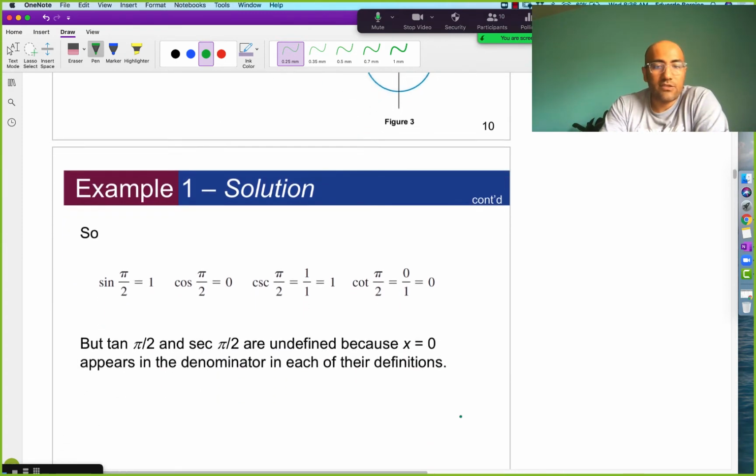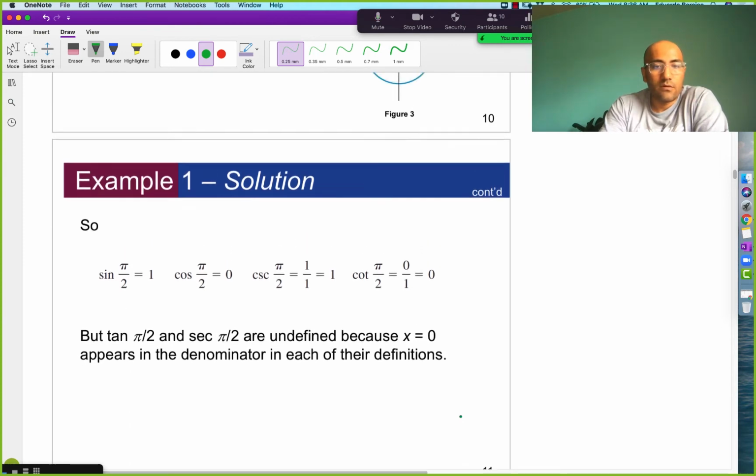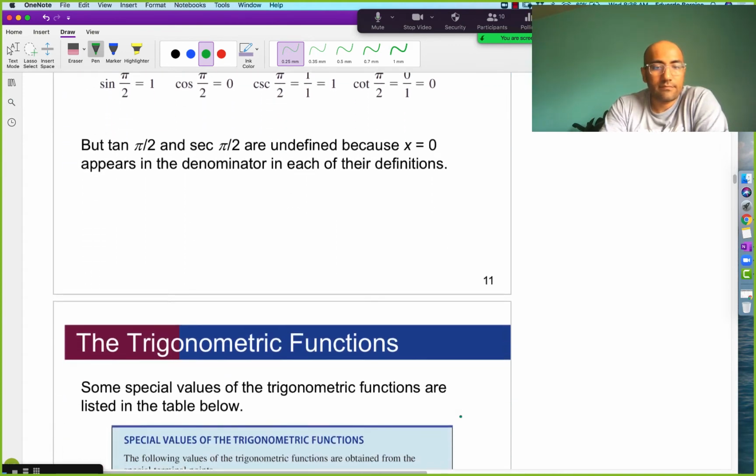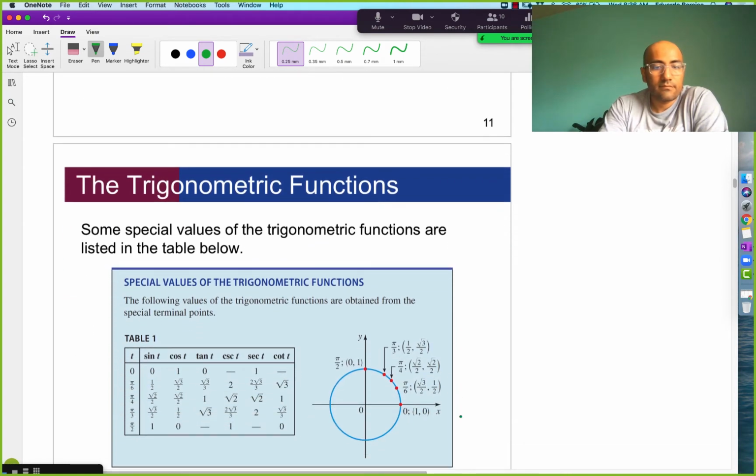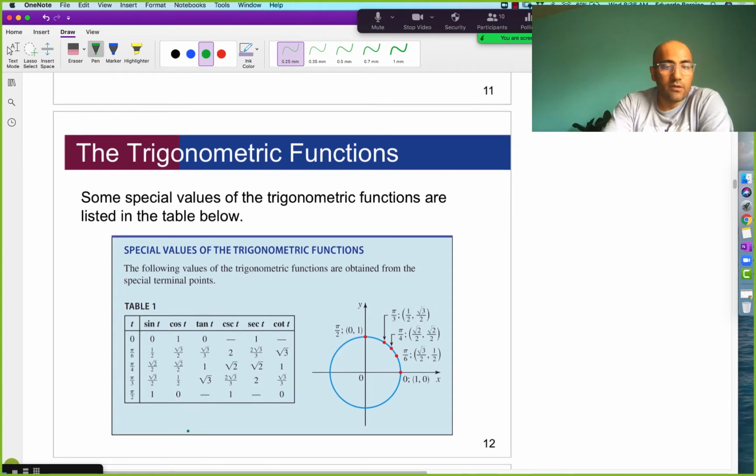So note that tangent of pi over 2 is going to be undefined. Good. And so this table has several of those values for some of the key angles: 0, pi over 6, pi over 4, pi over 3, pi over 2. And like I just said, tangent is going to be undefined, because tangent is defined as y over x, or sine of t over cosine of t, and cosine of t is 0 at that point, therefore you'd be dividing by 0, it's undefined.